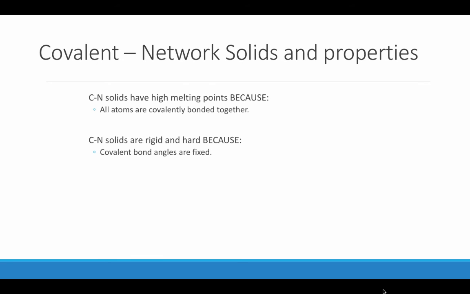So in summary, covalent network solids have high melting points because all the atoms are covalently bonded together. These bonds are very strong and cannot be easily broken. They are also rigid and hard because the carbon bond angles are fixed. The bonds are directional, not flexible.